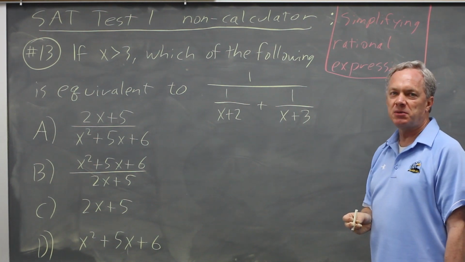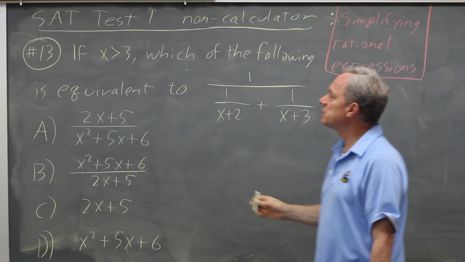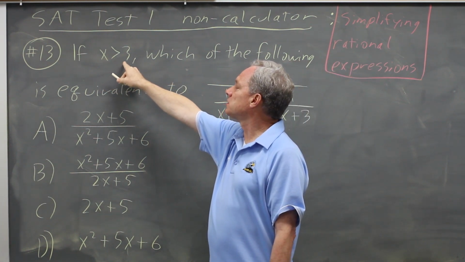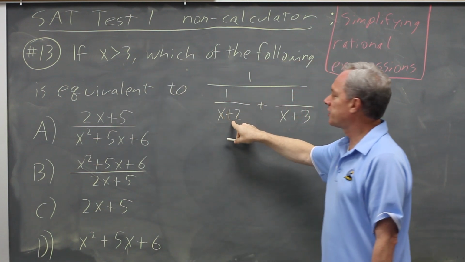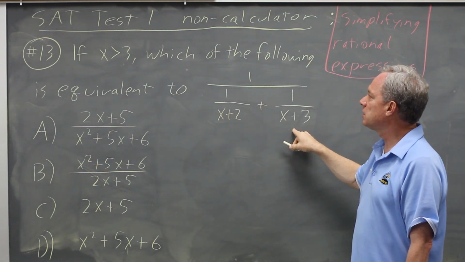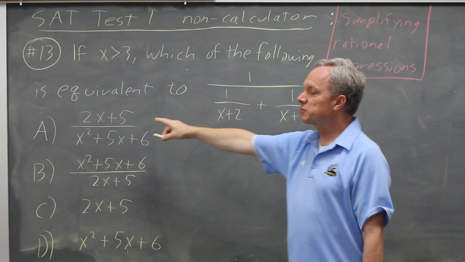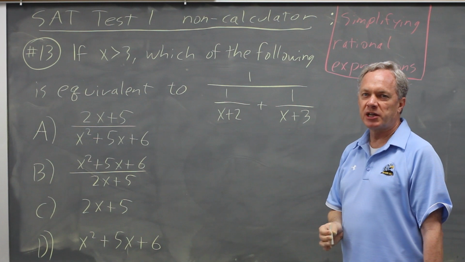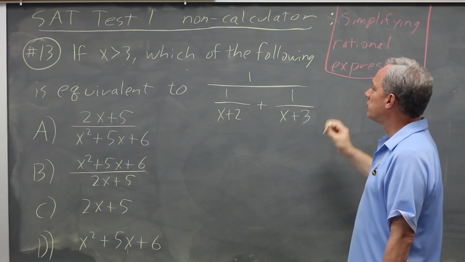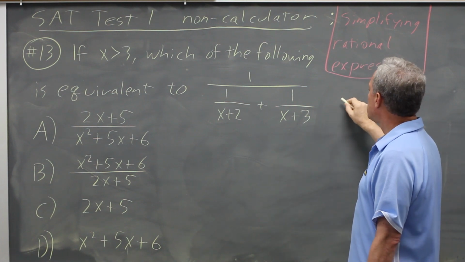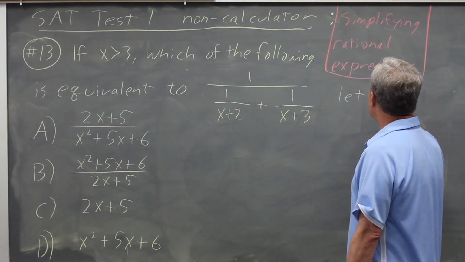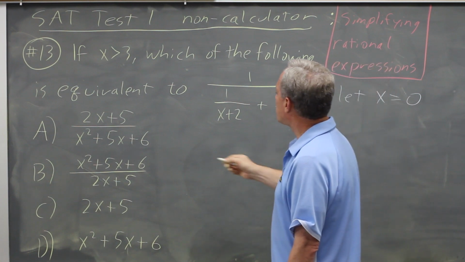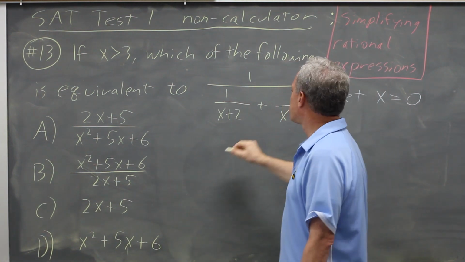You can also make up a value for x. Even though they said if x is greater than 3, you might choose a number like 4 to make up a value, as long as you don't choose a number where you would be dividing by 0, that's -2 or -3. If one of these expressions matches at the value you choose and none of the others match, that one has to be right even for x values less than 3. I like x equals 0 because that makes the arithmetic simple. And if I find one that matches at x equals 0, that will be the correct answer.